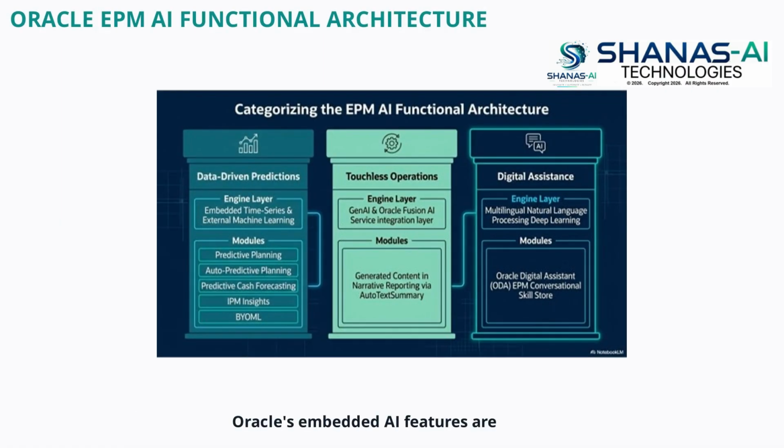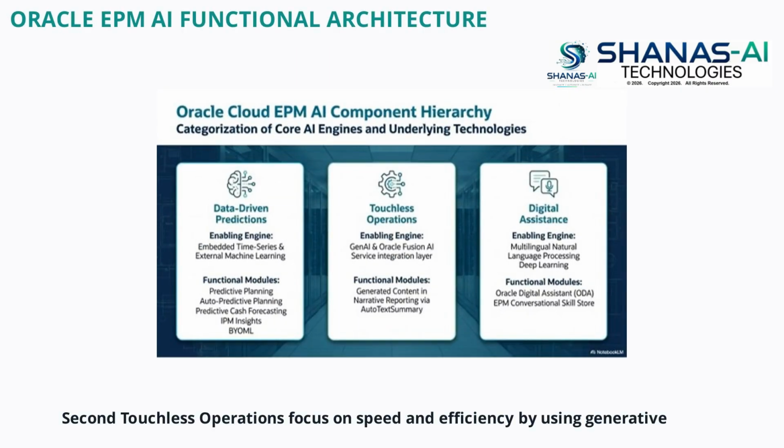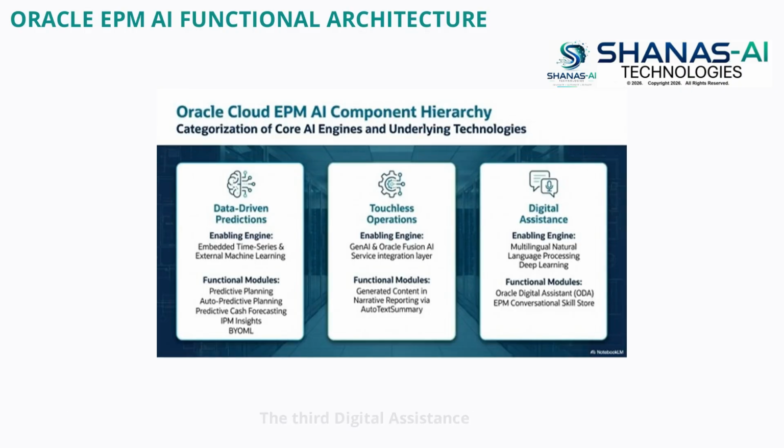Oracle's embedded AI features are divided into 3 distinct functional pillars. First, data-driven predictions use machine learning to build statistical baselines that support strategic decision-making. This pillar includes predictive planning, auto-predictive planning, predictive cash forecasting, IPM insights, and bring your own machine learning workflows. Second, touchless operations focus on speed and efficiency by using generative AI to write automated performance summaries within narrative reporting modules. The third, digital assistance, uses deep learning for natural language conversations, allowing users to interact with enterprise data seamlessly.